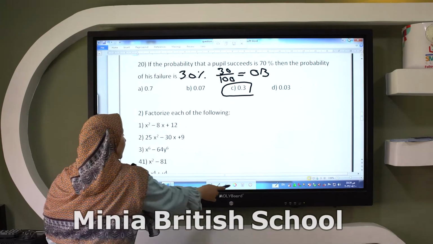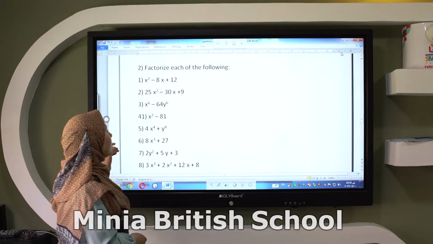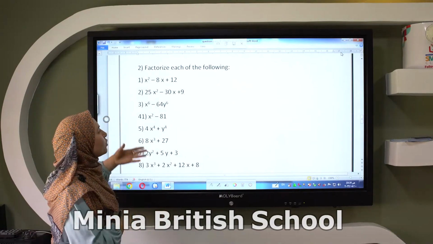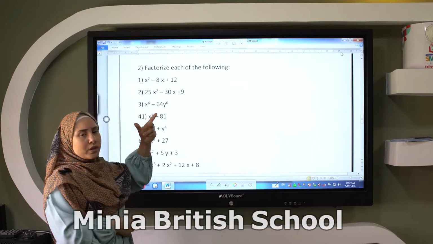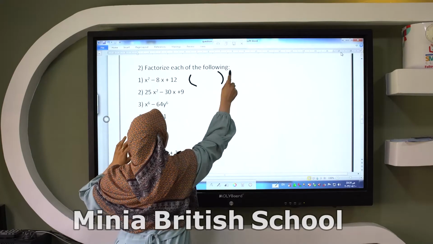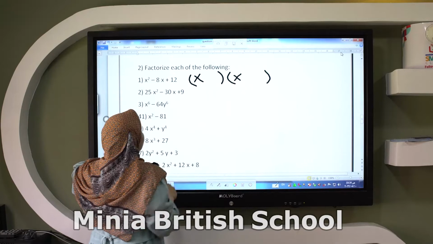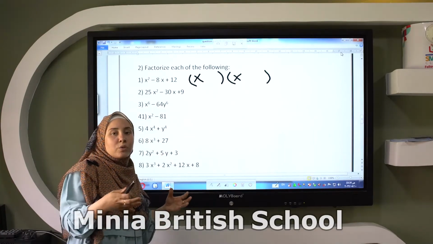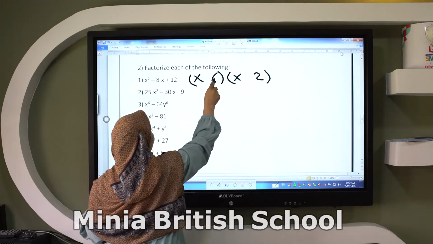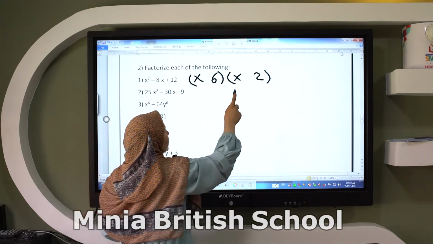Okay, 0.3. Now the second part, from question number 2: factorize each of the following. Number 1: x power 2 minus 8x plus 12. Okay, I need to factorize. This expression is called a trinomial. So I open two pairs of arcs, factorize x power 2 into x and x, and search for two numbers whose product equals 12 and whose sum equals 8. Okay, 2 and 6. Here the last number is positive, so take the same sign as the middle.